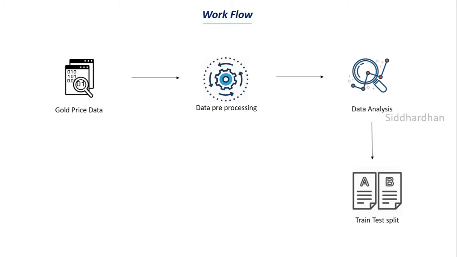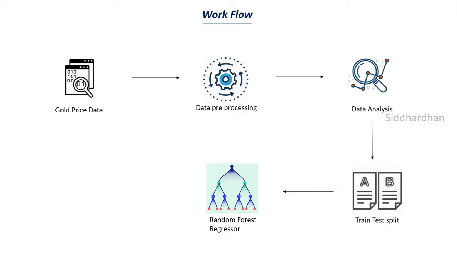After that, it is the train test split. We will split our original data set into training data and test data. We will use this training data to train our machine learning model, and we need to evaluate our model, to find how well our model is performing. For that, we will be using the test data to test our machine learning model.